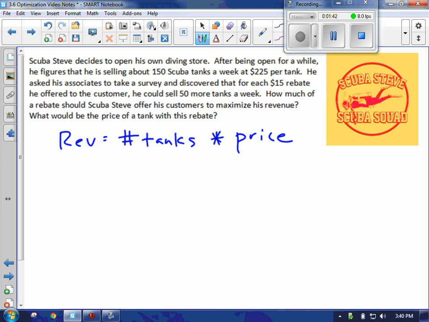All right, so we want to represent an expression for the number of tanks. The number of tanks he starts off with is 150. But for each rebate he gets, he is going to sell 50 more tanks a week. So we're going to add on 50 for each rebate. We don't know how many rebates, so we're going to call that x. So that's the number of tanks that he would sell in any given week.